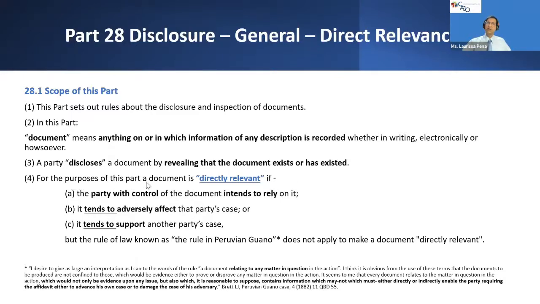And for the purpose of this part, a document is directly relevant if, this is important, the party with control intends to rely on it. So if you intend to rely on something, it's directly relevant. If it tends to, pay attention to the words, adversely affect the party's case, it's directly relevant. If it tends to support another party's case, it's directly relevant. So in any of these 3 instances, a document as defined here must be disclosed. And that means a document that exists or has existed.